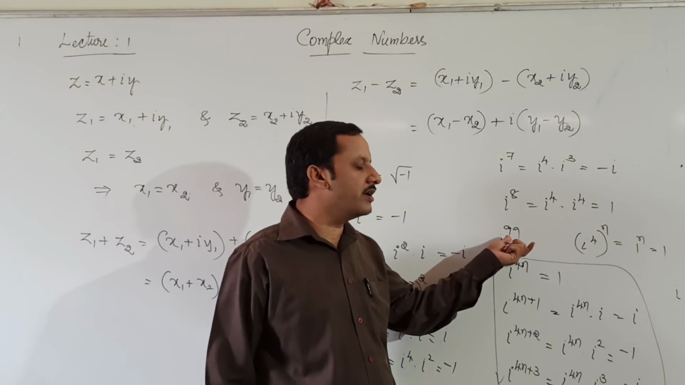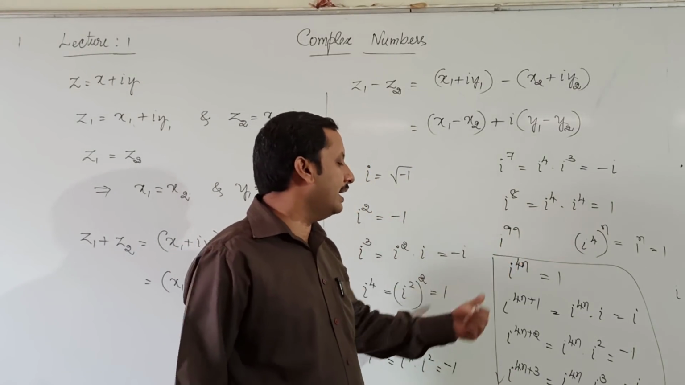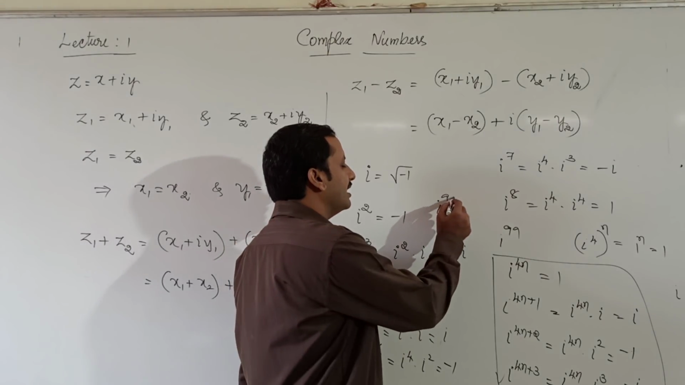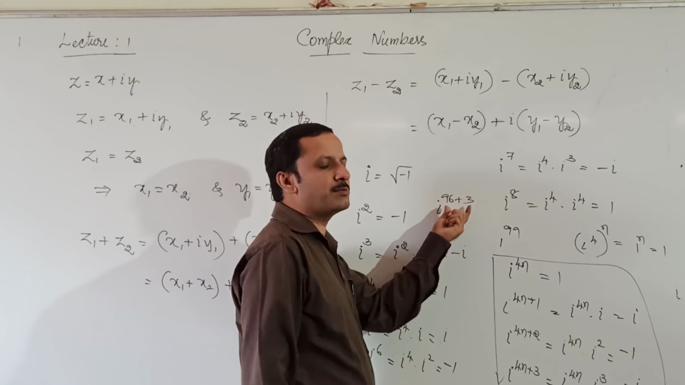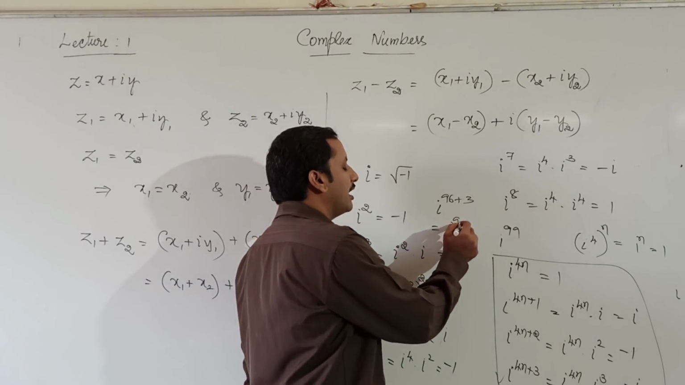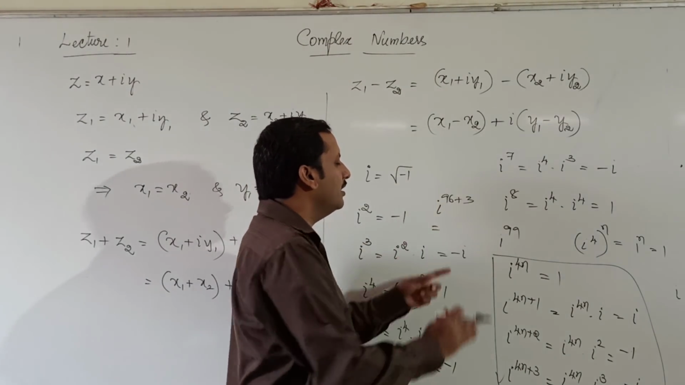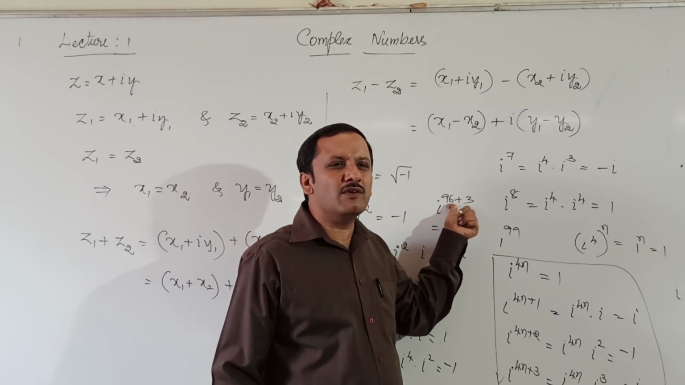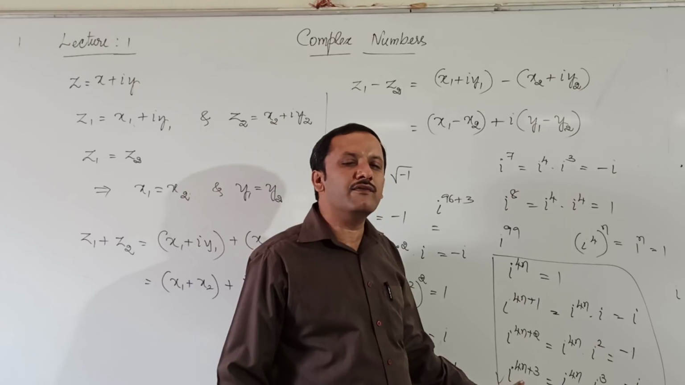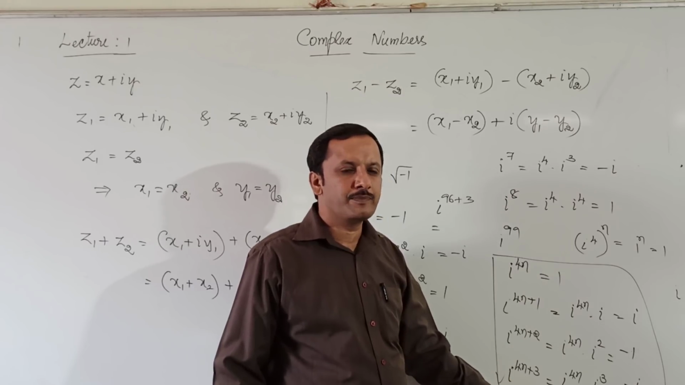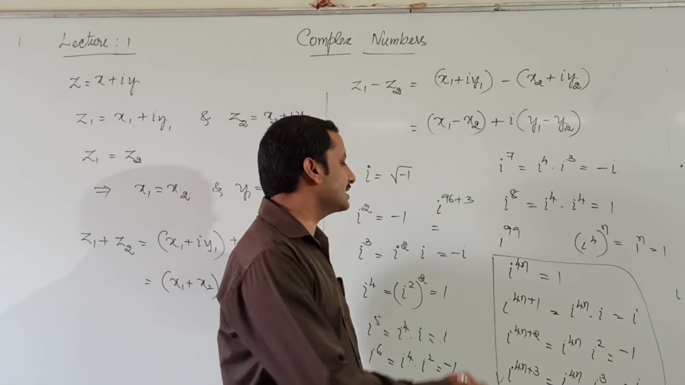See, I asked you we want i power 99. So what do I do? i power 99 can be written as i power 96 plus 3. Right? 99 can be written as 96 plus 3. 96 is a multiple of 4, 24 into 4. So this is of the form i power 4n plus 3.